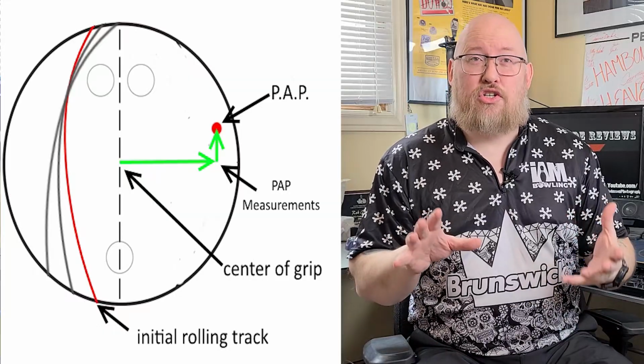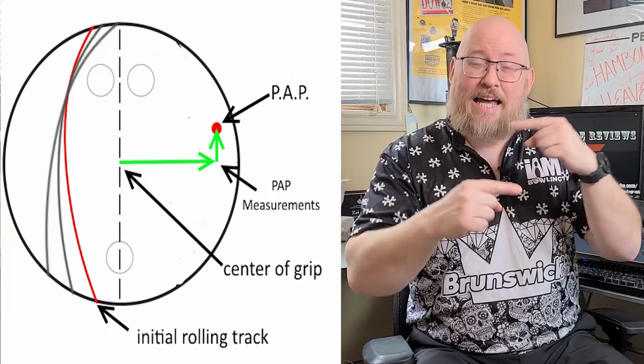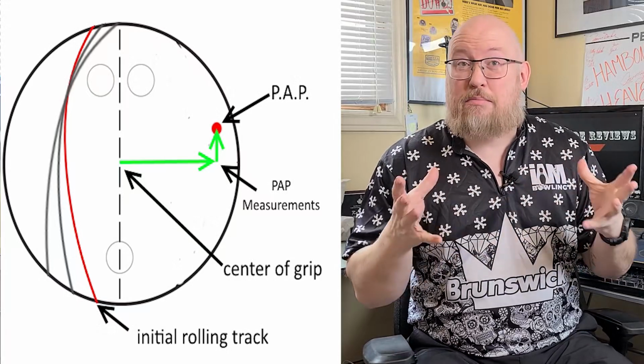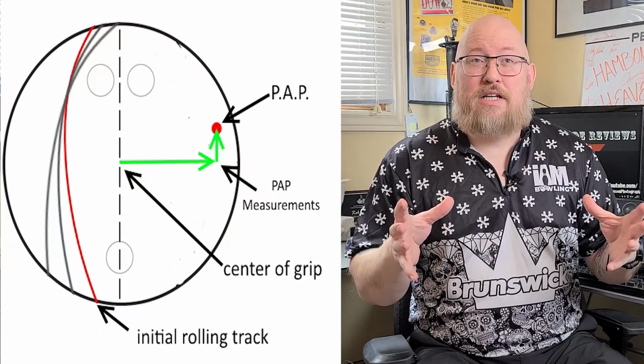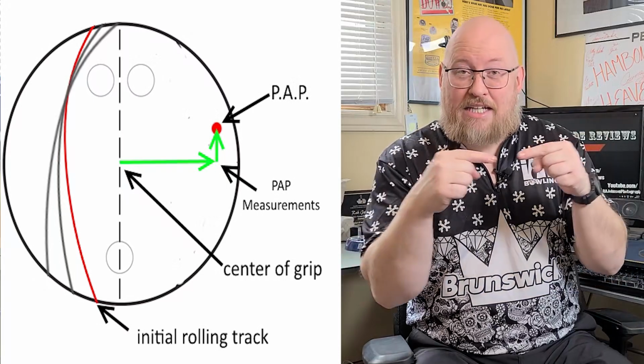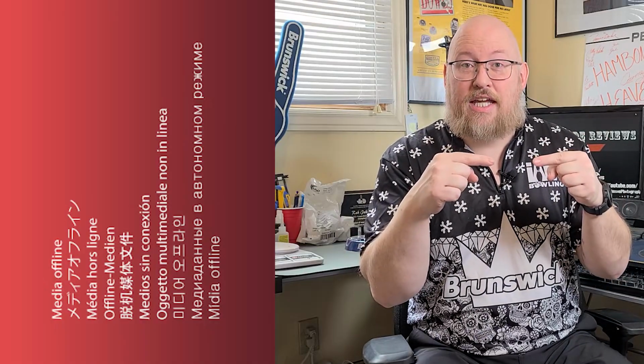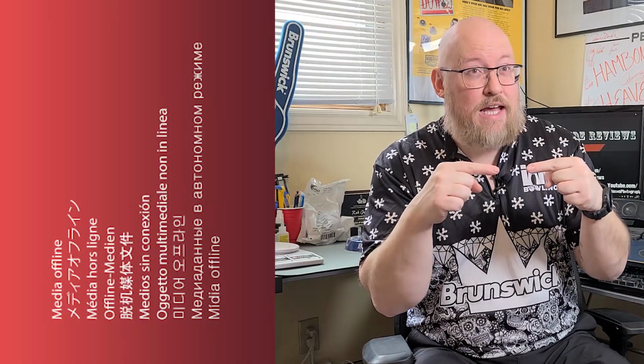Today we're going to be talking about PAP, what it is, what it means, and how it affects your game. Now PAP in bowling stands for positive axis point, and it's the spot on the bowling ball's surface where the ball's initial axis of rotation, the line it spins around, intersects the ball's surface. In simpler terms, it's the point on the ball where the axis of rotation first touches the lane, the center of a tire, think of it that way.